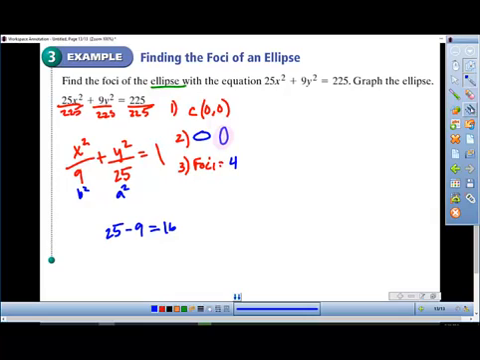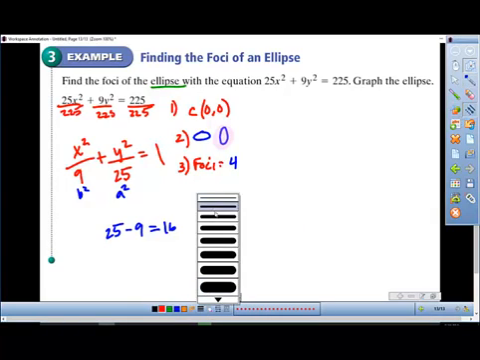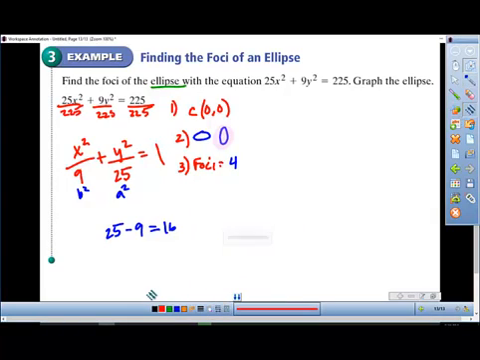Okay, so let's go ahead and graph this. I've got my coordinate plane. I'm going to draw up here.